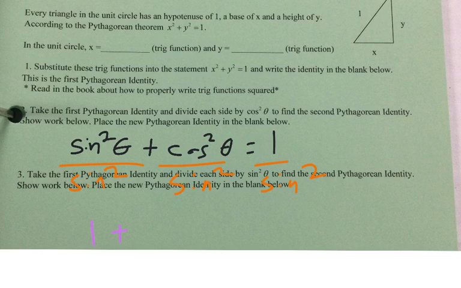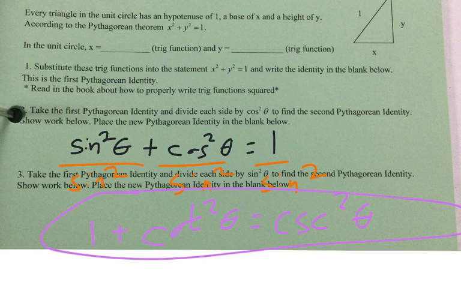We just looked at an identity for cosine over sine is cotangent. So cosine squared over sine squared is cotangent squared, equals what's 1 over sine squared? Cosecant squared, right? Another reciprocal identity we just looked at. 1 over sine is cosecant. This is the second Pythagorean identity.